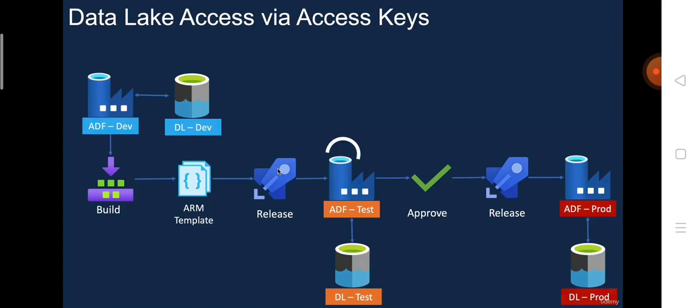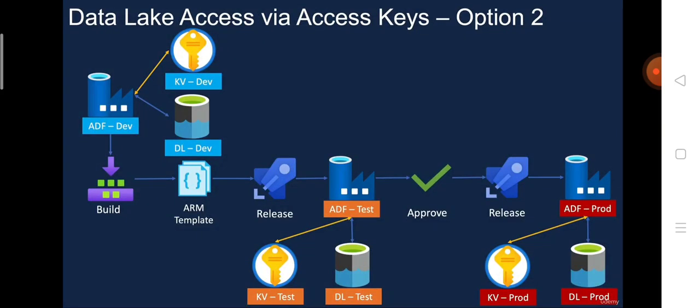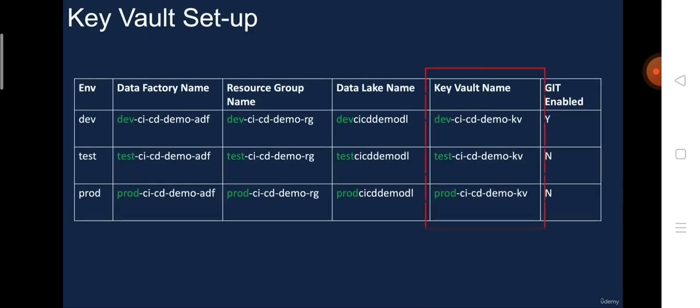Now that we understand the solution using access keys, let's look at the additional resources that we need in order to implement the solution. As you can see, we need 3 new key vaults, 1 per environment. Let's look at the names that we want to use for these key vaults. Again, I'm going to keep the names of the key vaults consistent with the other resources. Also, I'll create them in the resource group that we use for the data factories and the data lakes.